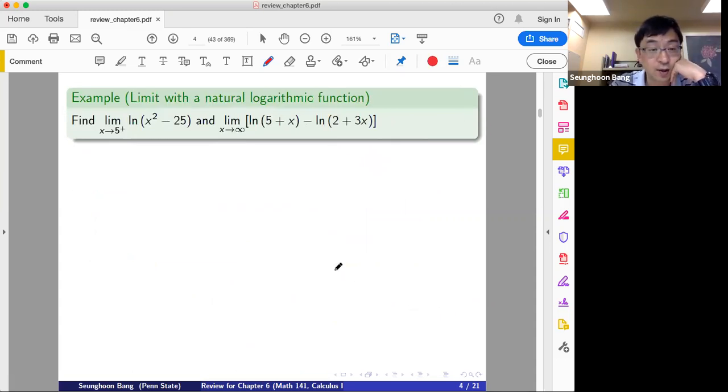The next problem. You can calculate the limit of ln of x squared minus 25. So what is your answer to this question? What do you think? Could you write your answer on the chatting board? What is the answer of the limit of ln of x squared minus 25 as x approaches 5 from the right? What do you think? What is the answer to the first question? Could you write your answer on the chatting board, please?